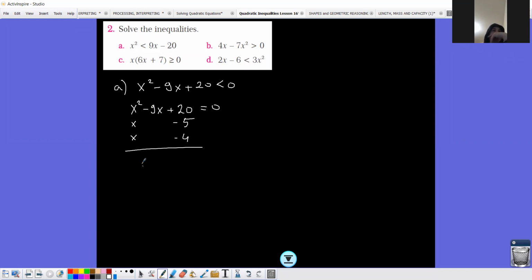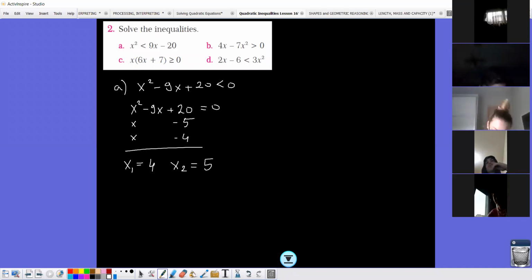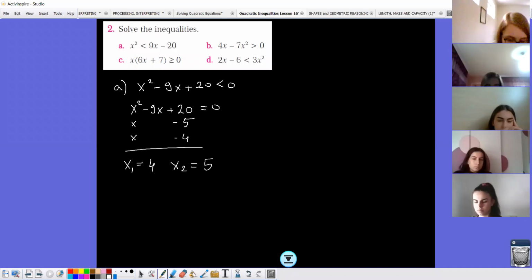So what will we do after this? x1 will be 4, and x2 is 5. Then after that, what will we do? After that, teacher, the table. The sign chart. How will we draw the sign chart?